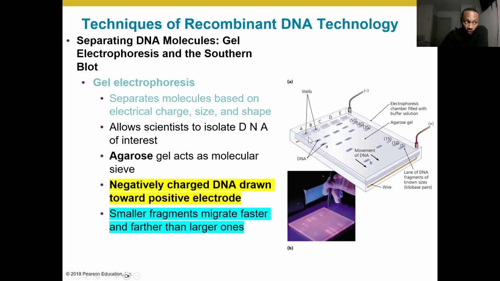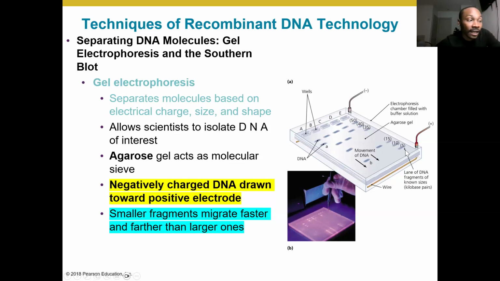And when you turn the machine on, the DNA will migrate to the positive side. Okay. So again, that negatively charged DNA will migrate to the positive end, or the positive electrode. And because we're separating it based on charge and size, the smaller fragments are able to migrate and get through this agarose gel. So the smaller fragments will migrate faster and farther.